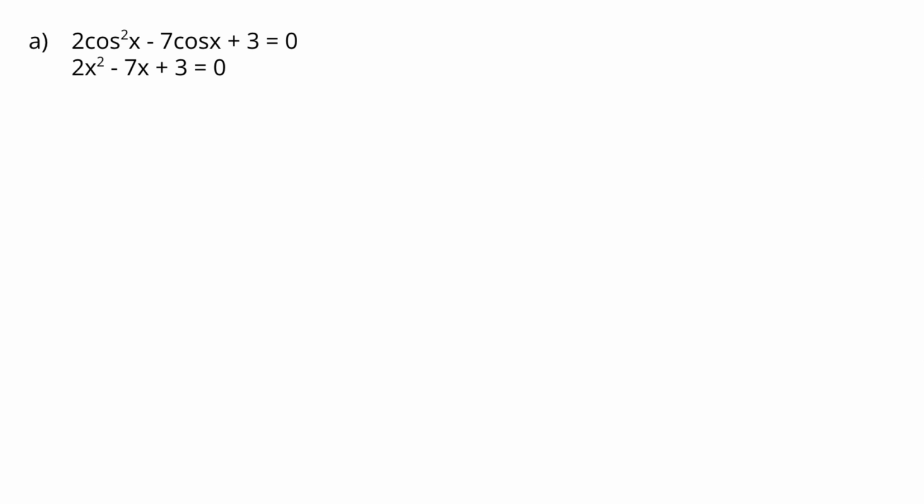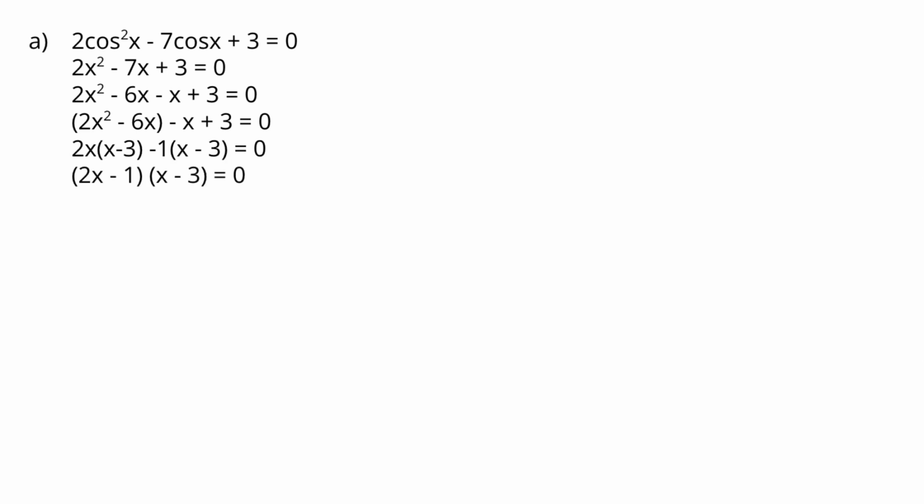To make it even simpler to factor, we're going to separate negative 7x into negative 6x minus x. Then take out 2x and negative 1, so we get 2x times x minus 3 minus 1 times x minus 3 is equal to 0. Since there are two x minus 3's, we can just take out one of them, and so it'll be 2x minus 1, x minus 3. So our x values will be 1/2 and 3, but cosine is not possible at x equal to 3. So we're going to work with x equal to 1/2.